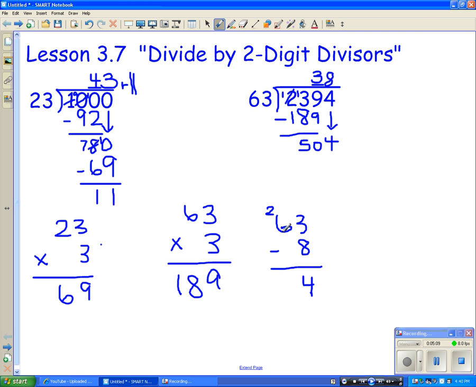8 times 6 is 48 plus 2 is 50. So then my answer is 504. Put it under here to subtract. 504 minus 504 is 0. I have nothing to bring down and I have nothing left over, so this is my quotient, 38.